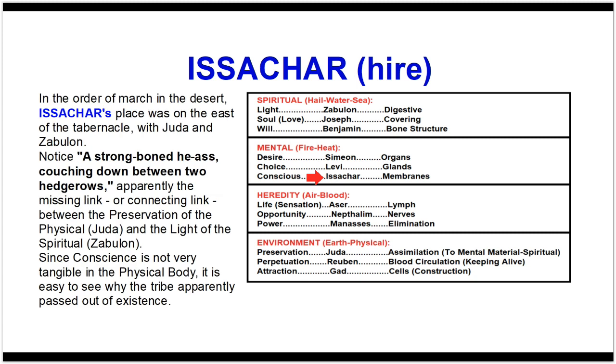In the order of march in the desert, Issachar's place was on the east of the tabernacle, with Judah and Zebulun. Notice a strong-boned ass, couching down between 2 hedgerows, apparently the missing link, or connecting link, between the preservation of the physical, Judah, and the light of the spiritual, Zebulun. Since conscience is not very tangible in the physical body, it is easy to see why the tribe apparently passed out of existence.